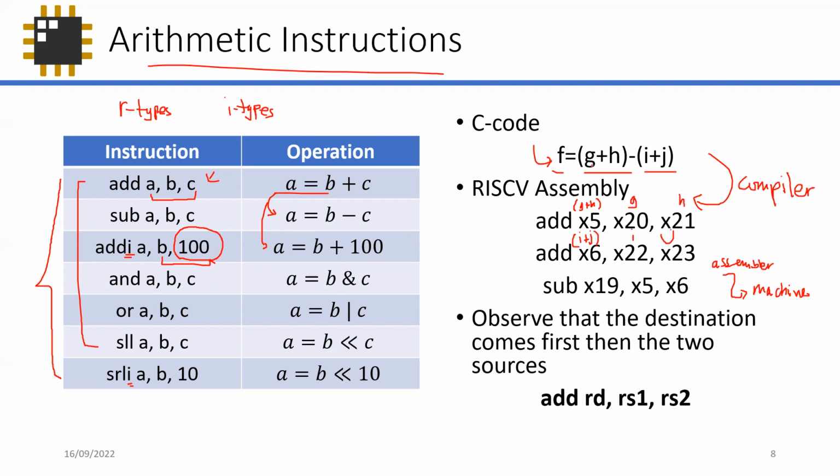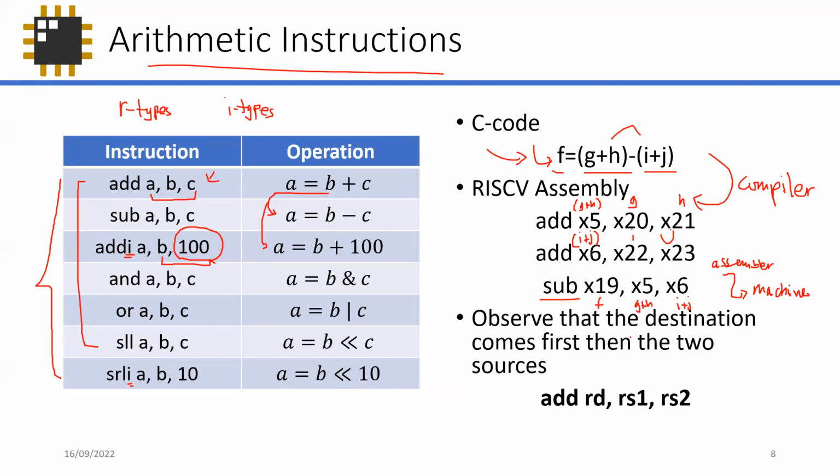So for example, I'm going to add G and H together and store it in register 5. I'm going to add I and J together and store it in register 6. And finally, if I want to subtract these two, I just call the sub instruction. This is F. X19 will be F. And then X5 was the original G plus H, and X6 was the original I plus J. It's very simple, right? And then I can do this operation already.